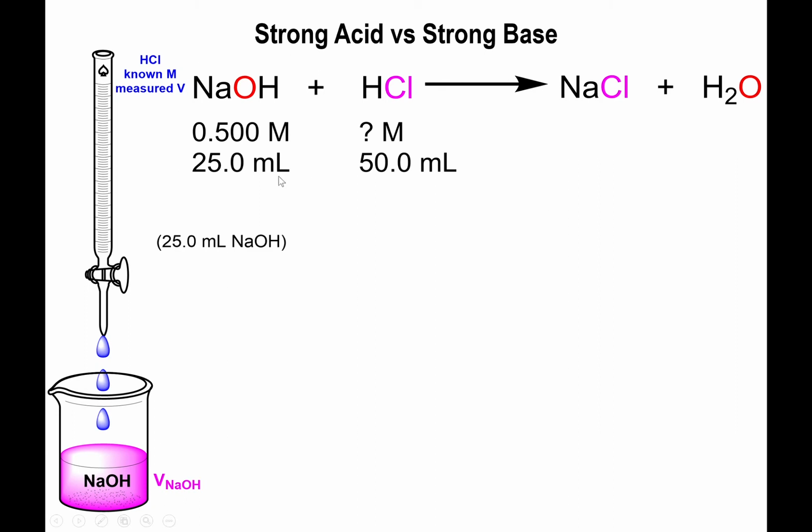Specifically, sodium hydroxide in this case. So you have the volume, 25 mLs. You want to change that volume to liters. So divide by 1,000 mLs, which is equal to the liter. This will give you 0.0250 liters of sodium hydroxide.